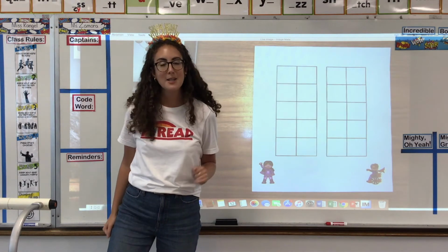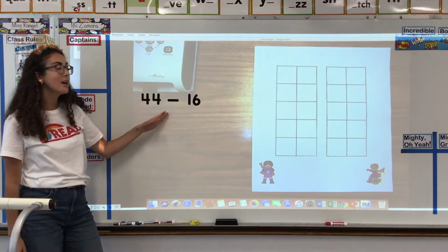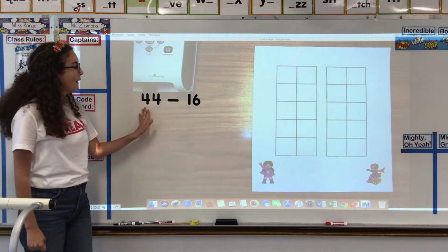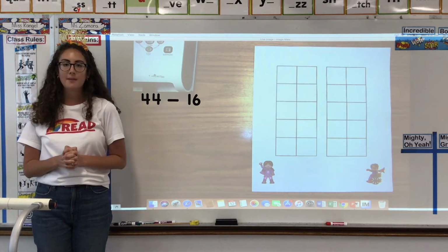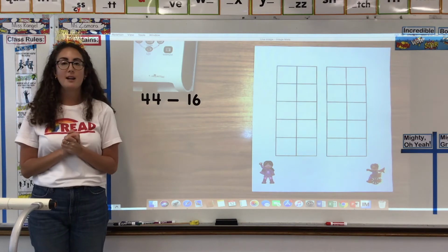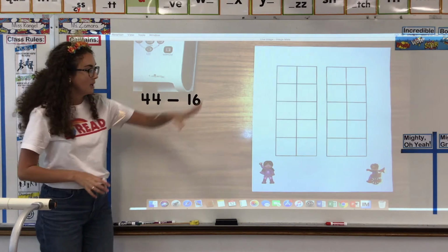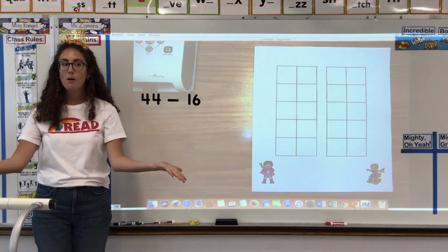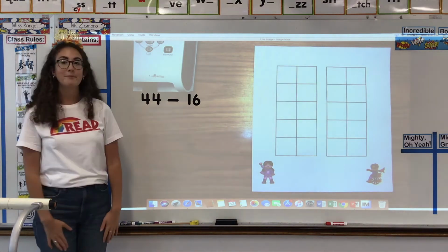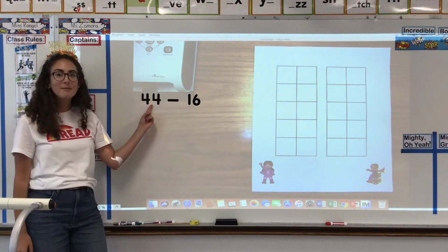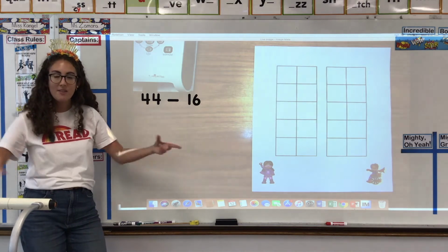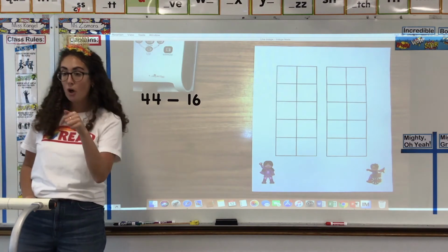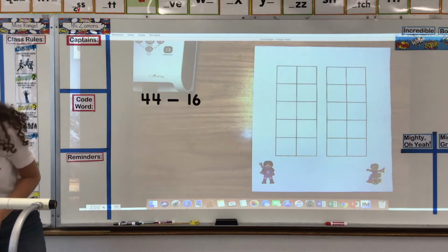And last but not least, we are going to tackle all together 44 minus 16. 44 minus 16. So you tell me, second grade, what do we need to do first? What's our first step to solve this problem? We need to show what? 44, because that's what we're starting with. That's how much we have right now. So go ahead, let's do just that. Can you show me 44? What would it look like?